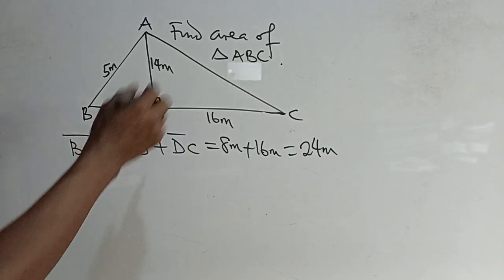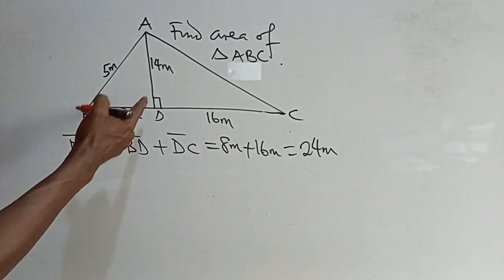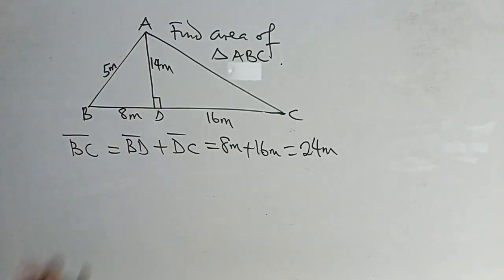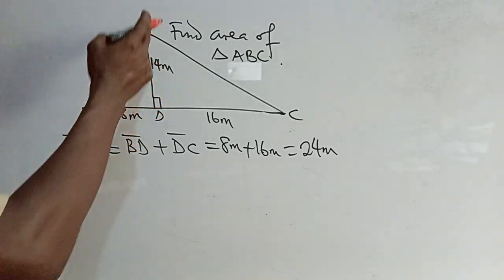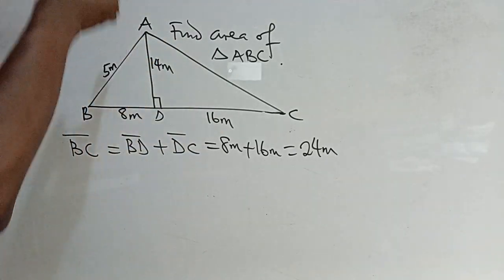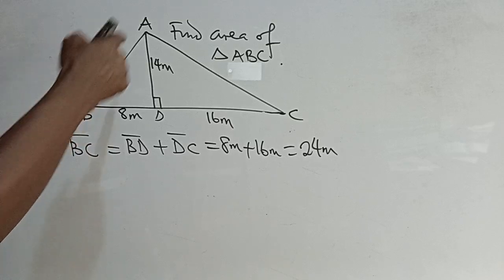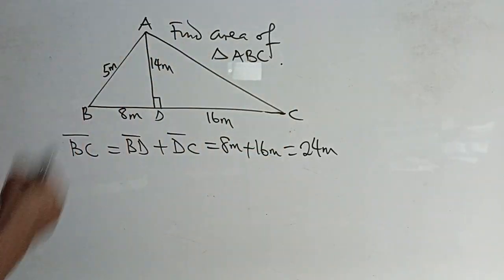Now, there's a formula for calculating this type of triangle because it is a right angle triangle. It is right angle because of this vertical line. So we have two right angle triangles here. We have ABD and ADC. They are what? They are right angle triangles inside the entire triangle ABC. So for that reason, we have got what we call perpendicular height. So AD is perpendicular height to triangle ABC.